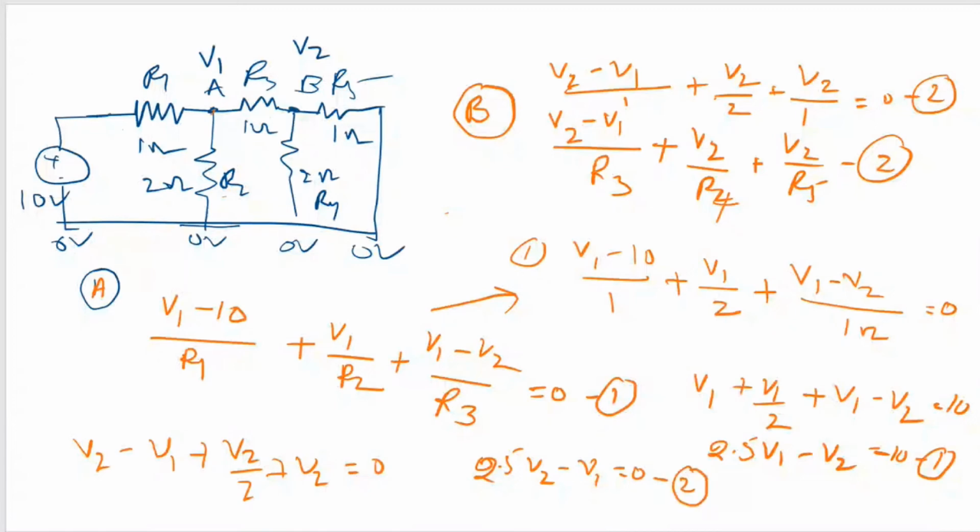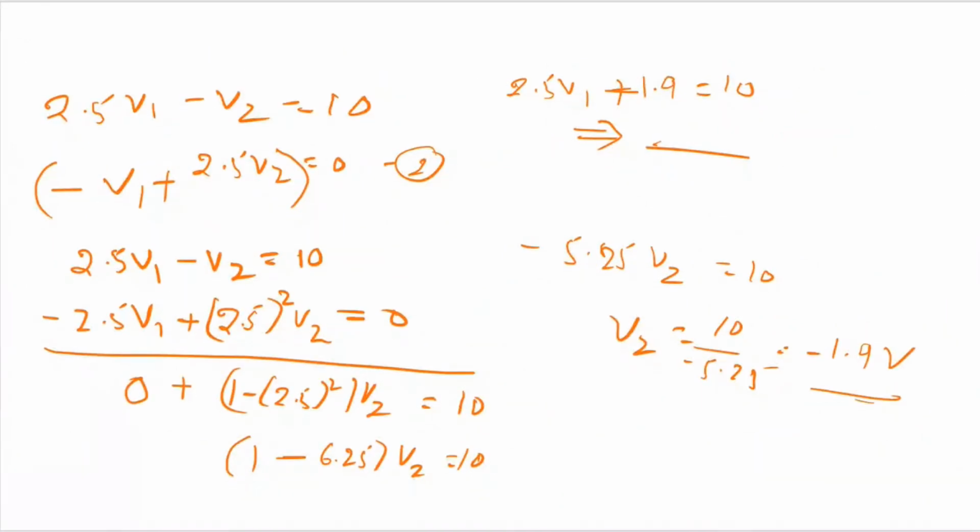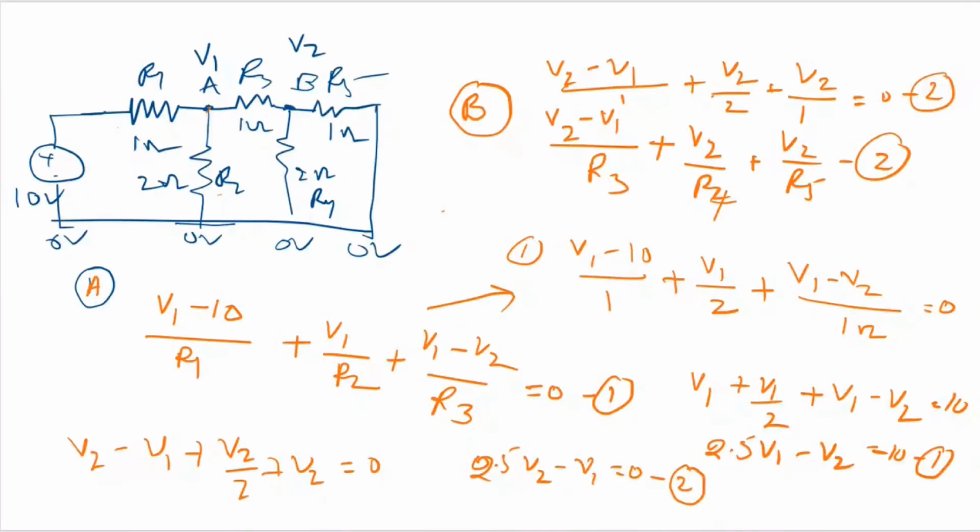What is V1 and V2? Yes, sir. So after getting V1 and V2, that means we got the voltage V1, we got the voltage at B.